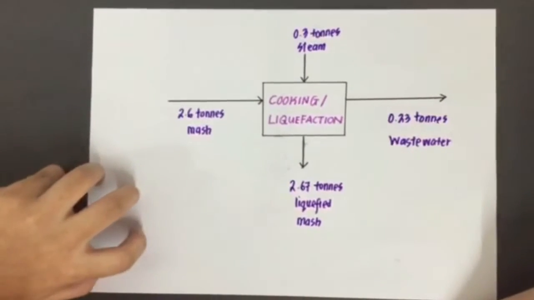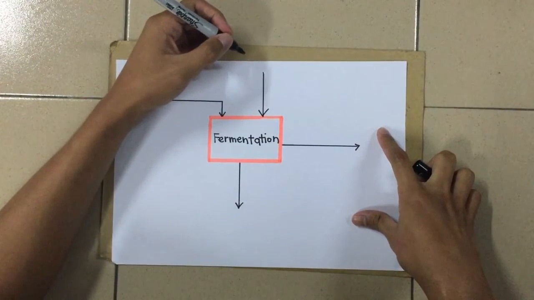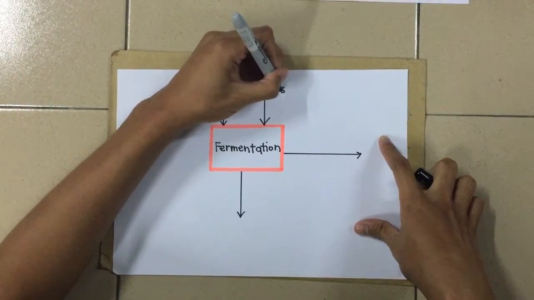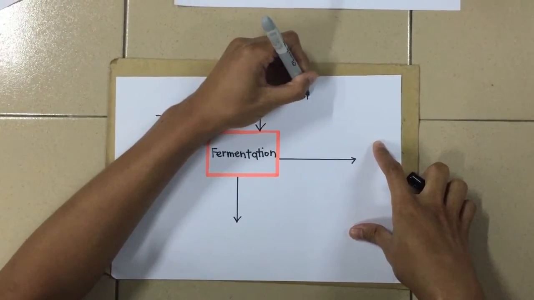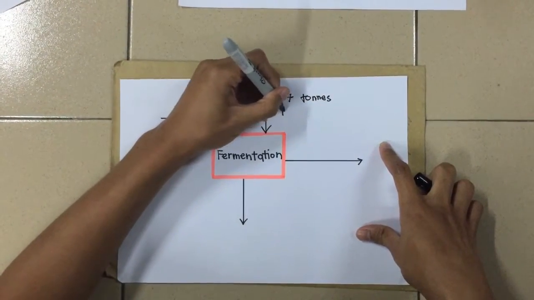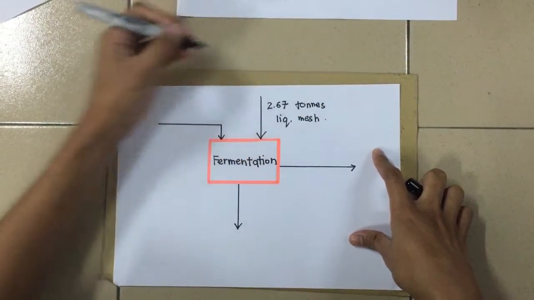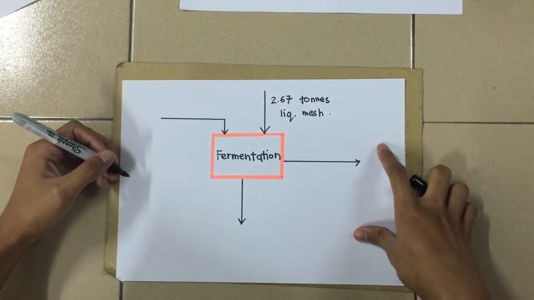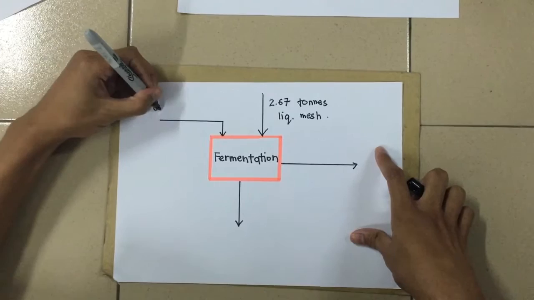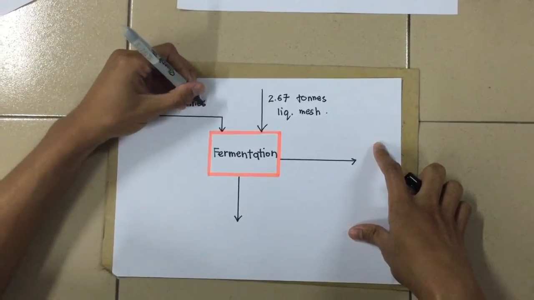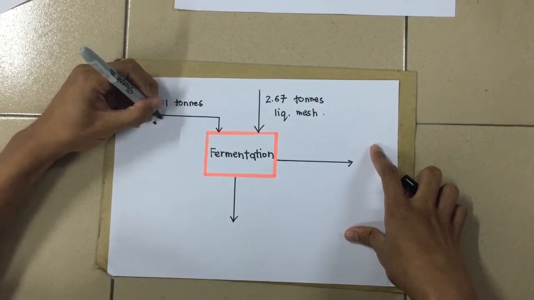as byproduct. The product from the liquefaction unit, which is 2.67 tons of liquefied mash, then enters the fermentation unit. Along with that, 0.61 tons of water is added.